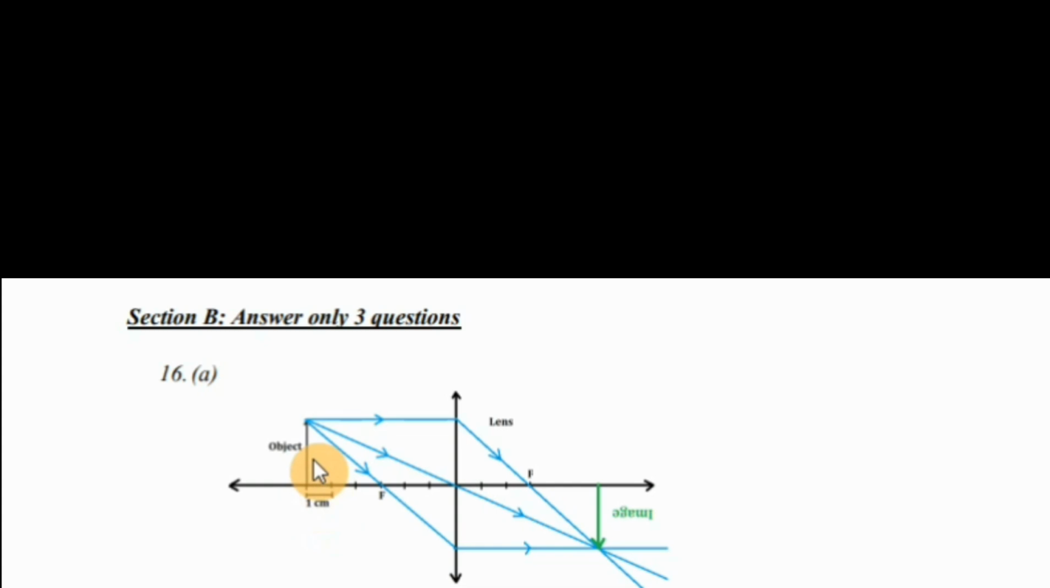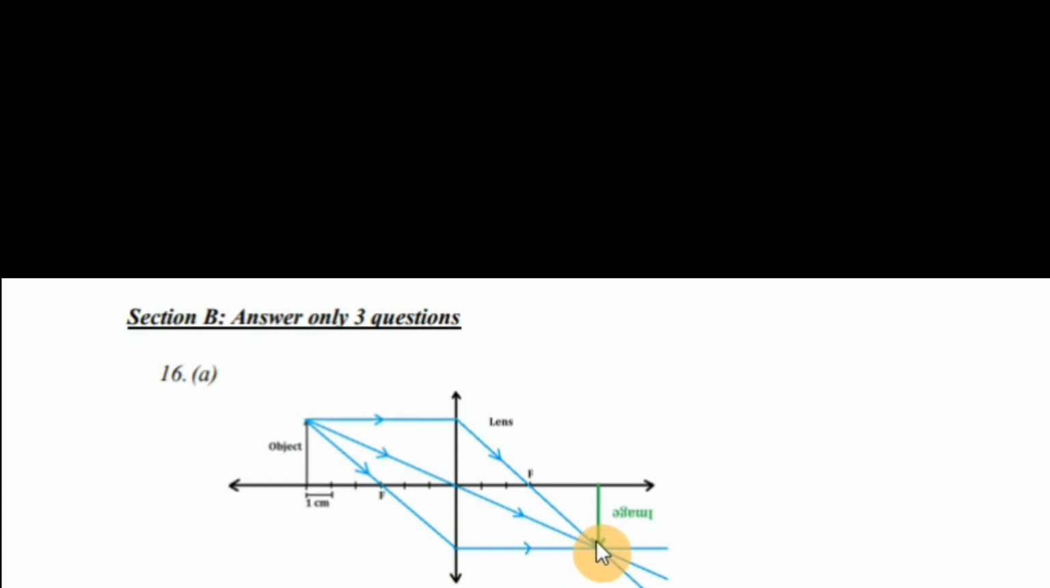As you see, this is the first ray which is parallel to the principal axis. The refraction is through the focal point. Number 2, the ray passing through the center continues without deviation. And number 3 is that when the ray passes through the focal point, it will refract parallel to the principal axis. So we will look where those 3 lines meet.